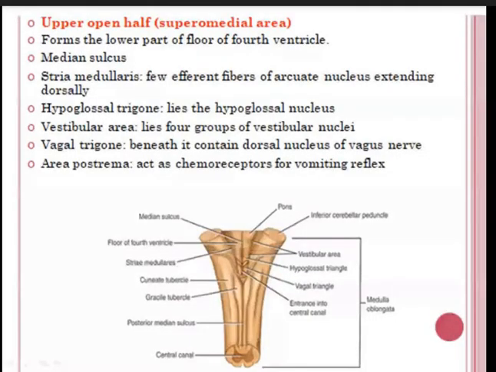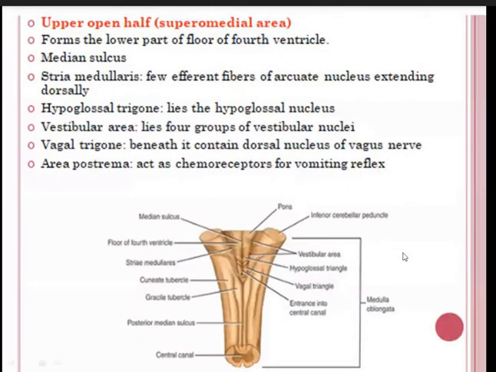This is the upper open half of the medulla oblongata, just below the stria medullaris. It forms the lower part of the floor of the fourth ventricle, as I discussed before, and there is presence of the median sulcus in the center. It divides into two equal halves. The stria medullaris carries the few efferent fibers of the arcuate nucleus extending dorsally, and it is the demarcation between the pons and the medulla oblongata.